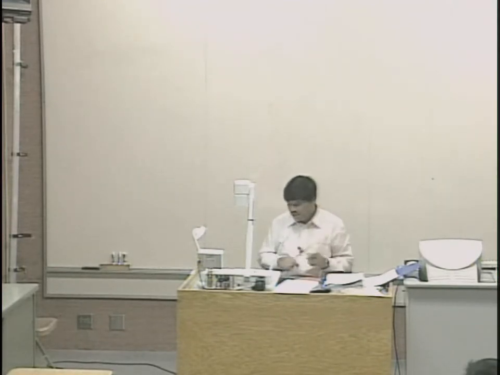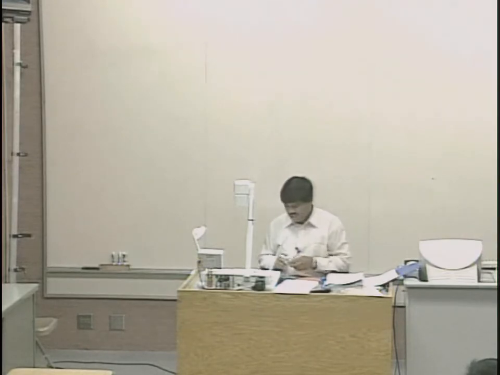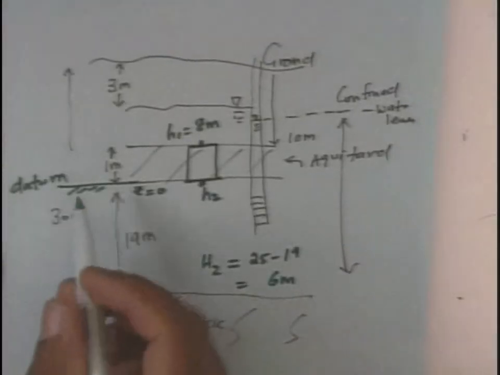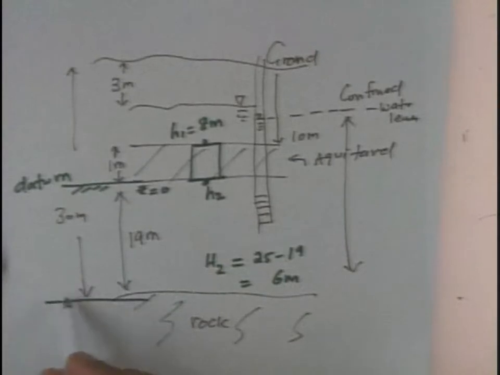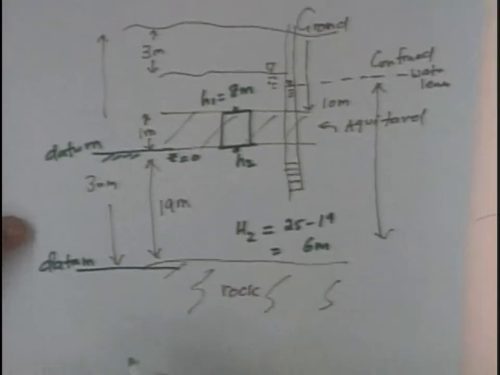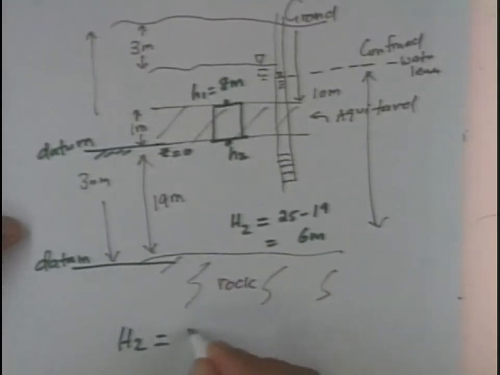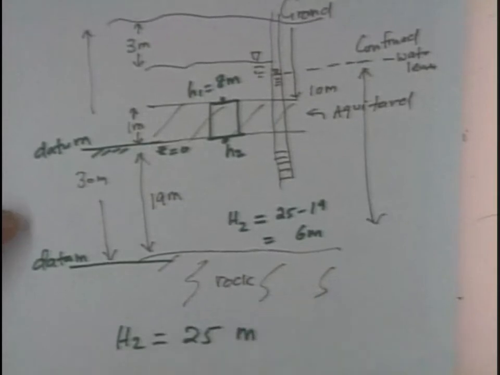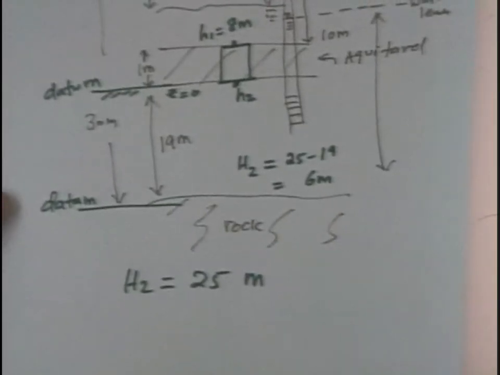Now if I shift my datum, well, let's do that, okay? I think the confusion comes from the bedrock, actually. Let's shift the datum to here now. Based on this, if I shift the datum here, H2 is equal to 25 meters. I don't have to mess around with that, right? Which is right, okay. Now based on this as a datum, what is H1?